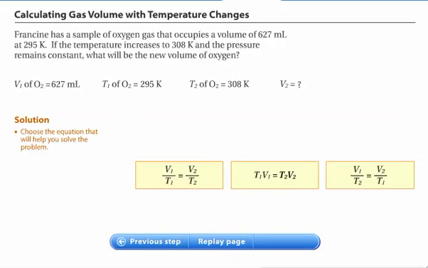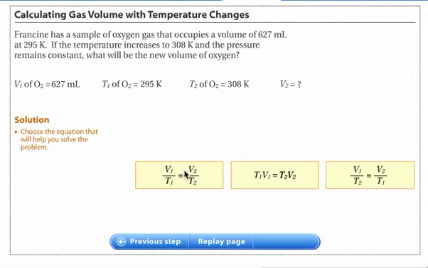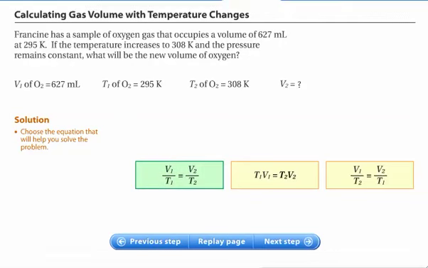Okay, now we have to use the appropriate equation to solve the problem. Since volume and temperature are directly proportional, they're going to be a ratio, one of these. But now you have to choose, is it this first one or the third one? You'll notice that the volume and temperature are paired up here, and that's what we have to do. So we're going to use this first equation for the volume and temperature.